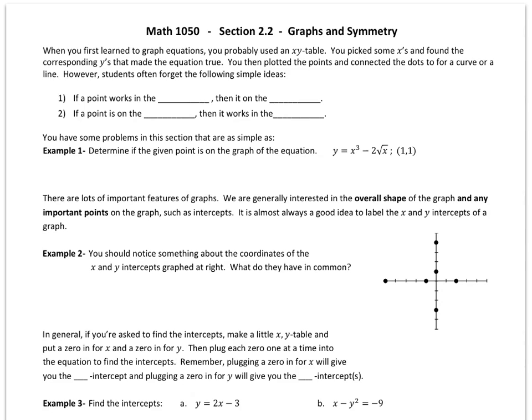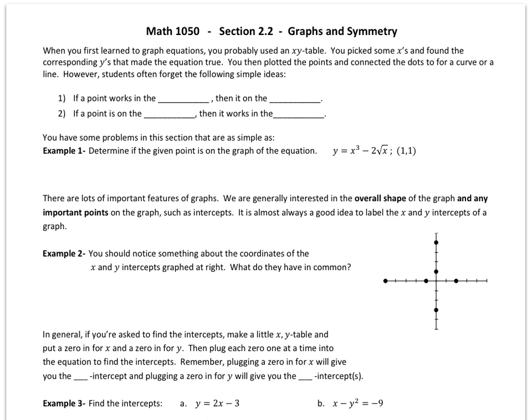If this will work. Okay, we start by using a little XY table, right? You pick some X's, find the corresponding Y's, plot those points, and make a curve or a line or whatever. Okay? Now, students often forget the following simple ideas.